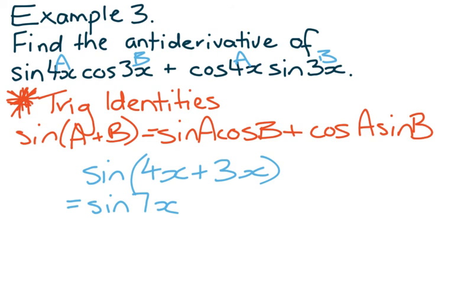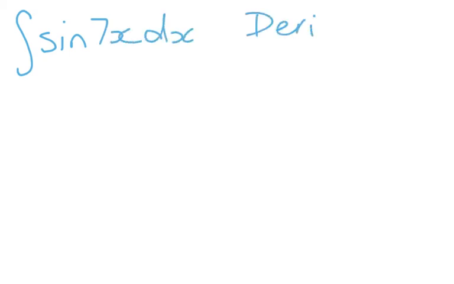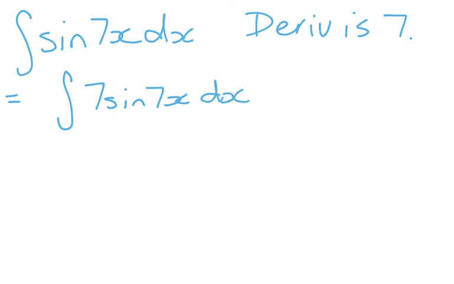So what we're now actually doing is the integral of sine of 7x dx. And again, the derivative of that inside function is 7. So we want something multiplied by the integral of 7 sine 7x dx. And of course, if we need that back to a coefficient of 1, it's going to be multiplied by 1/7. So then we get 1/7 and we integrate 7 sine 7x.